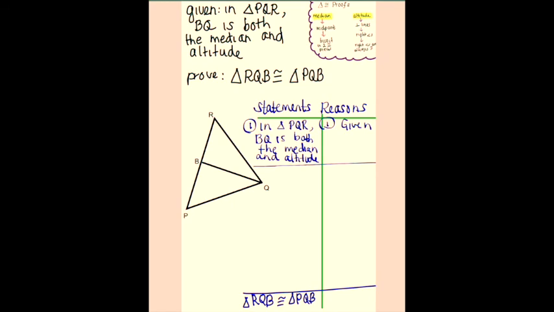When we talk about median, the first thing that should come to our mind is midpoint. So I should be able to say that B is the midpoint of RP. And the reason I'm able to say that is the definition of median.